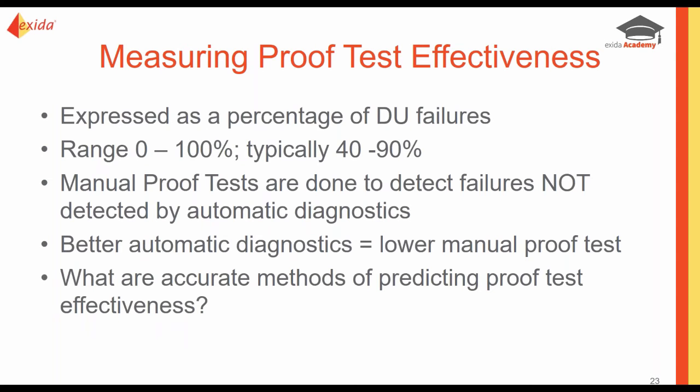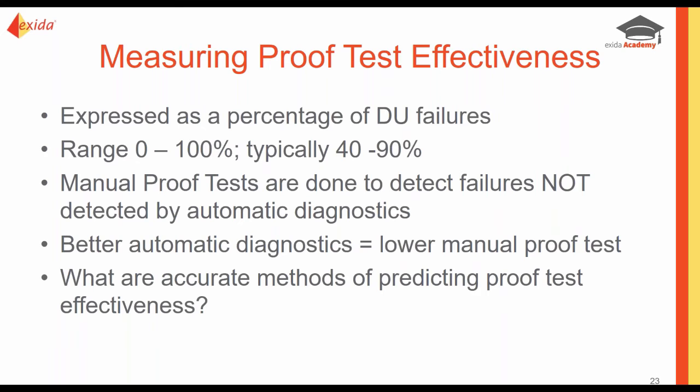So what is that proof test effectiveness really? Well, we talked about it. It's the percentage of those dangerous undetected failures. It's going to be that range. It can be anywhere from 0 to 100%, but you're going to find it typically between 40 to 90%.